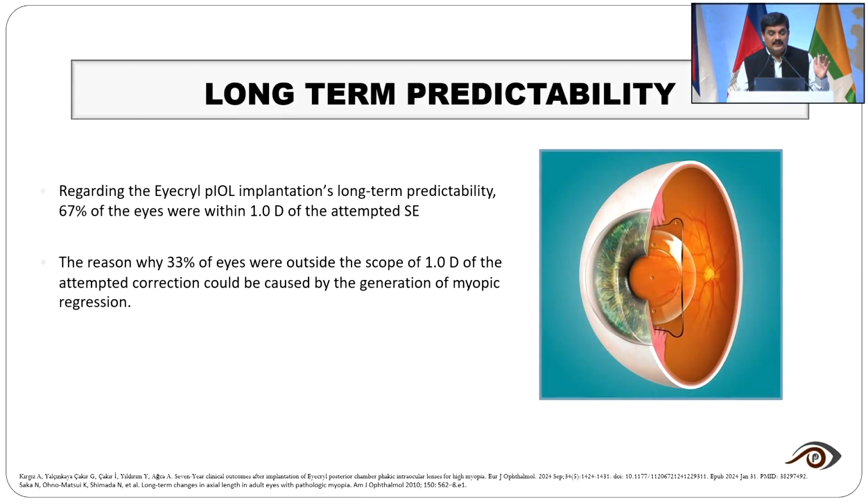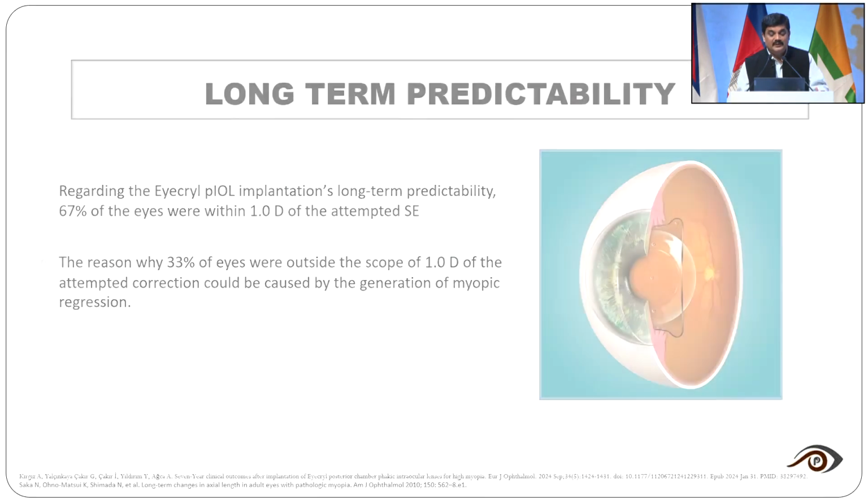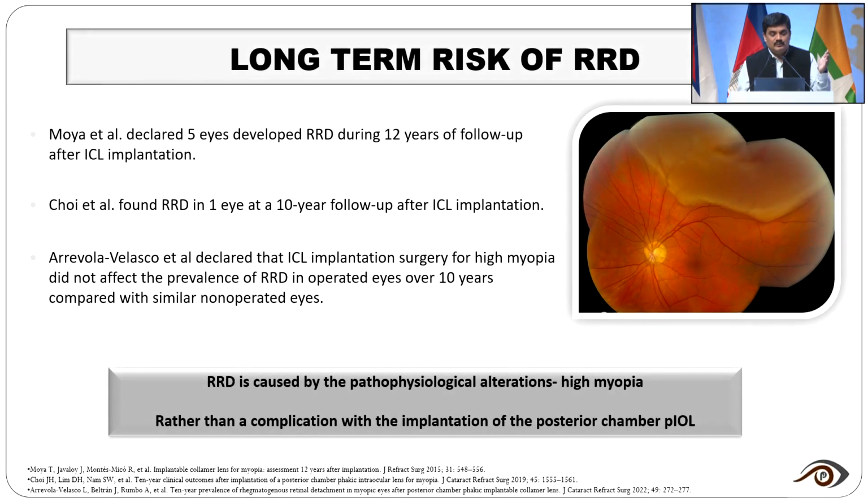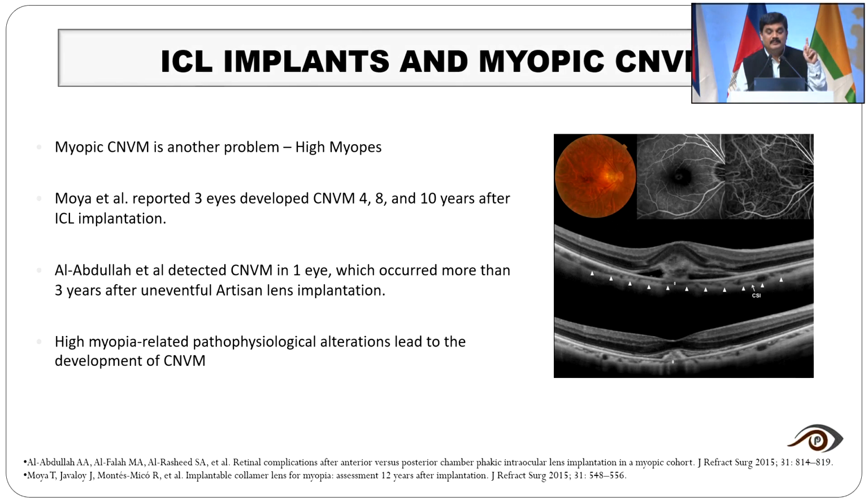Regarding long-term predictability of the implantable Collamer lens (ICL), 67% of the eyes were within 1 diopter of the attempted spherical equivalent. The reason why 33% were outside the 1 diopter range of the attempted correction could be caused by myopic regression. Of course, the long-term risk of RD is mainly due to RRD caused by the pathophysiological alteration, that is high myopia, rather than a complication of implantation of the posterior chamber phakic lens. People have to remember this.